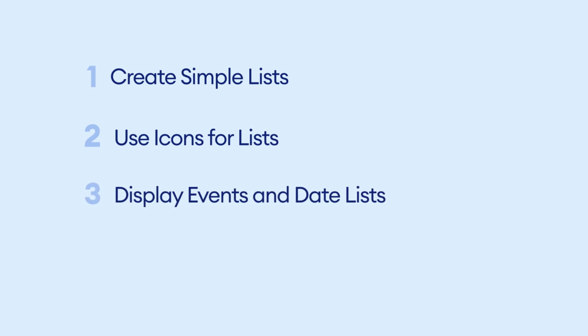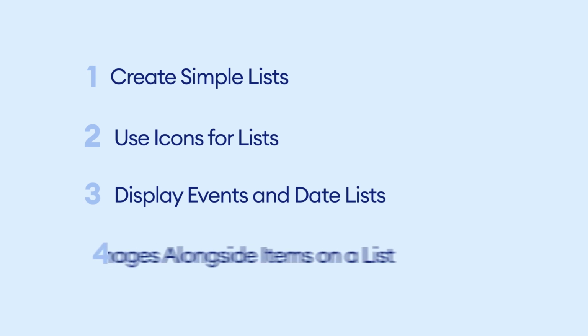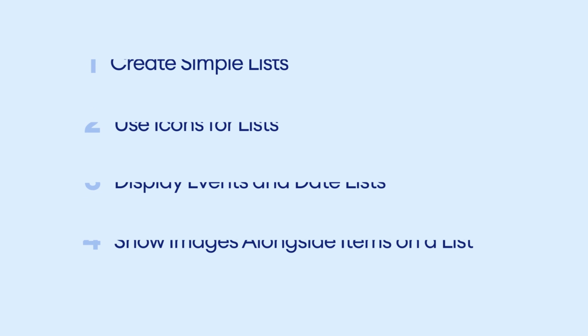In this video, we will create the basic format of a list using the simple list design element. Then we will explore how you can use icons to provide more information and enhance the style of a list. We will also walk through setting up a list of events or important dates on your page, and explore how to show thumbnails on your list.